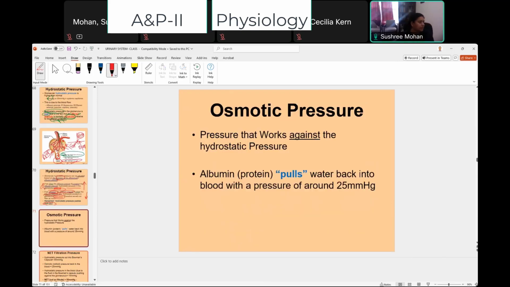This is the blood colloid osmotic pressure, and it works in the opposing direction. It opposes the glomerular hydrostatic pressure, and it's because of the colloid or the solute or the protein which is present in the blood. Protein albumin always pulls water back into the blood with a pressure around 25 millimeter mercury. So it always tries to pull the water back into the blood.